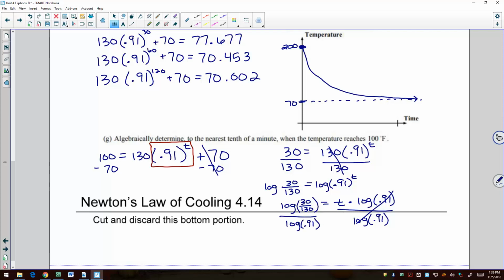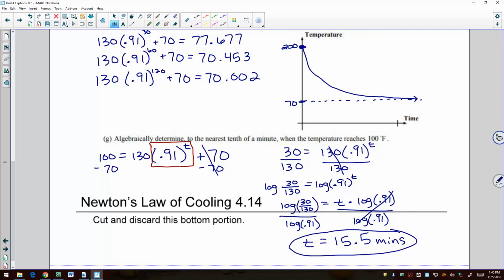And from here, you'll use your calculator. Just make sure you type it in correctly. Make sure 30 divided by 130 is in the same parentheses with the first log, and then divided by the log of 0.91. T turns out to be about 15. It says nearest tenth, so 15 and a half minutes, 15.5. And that is it for this example.